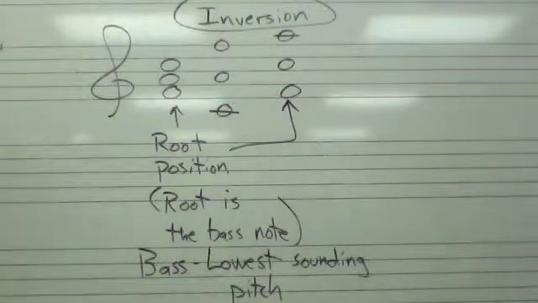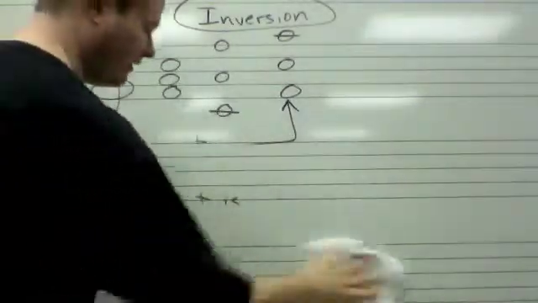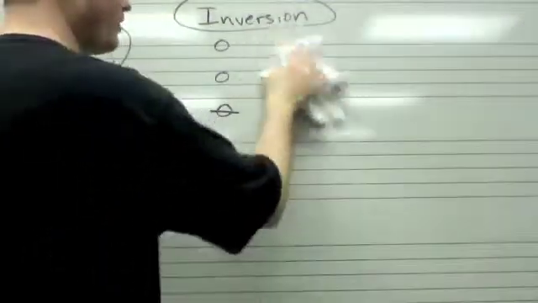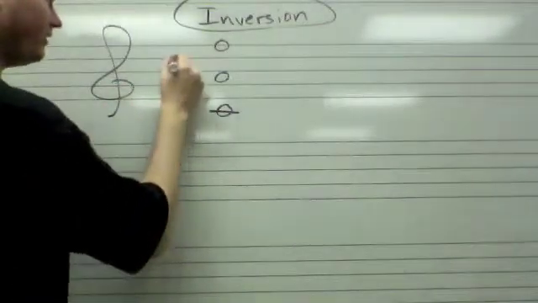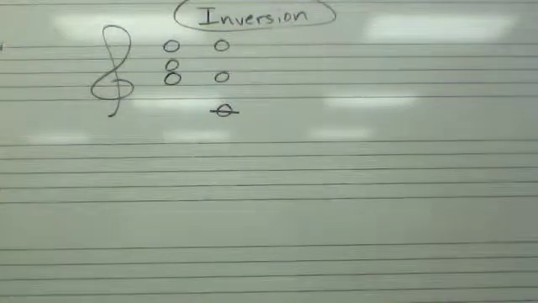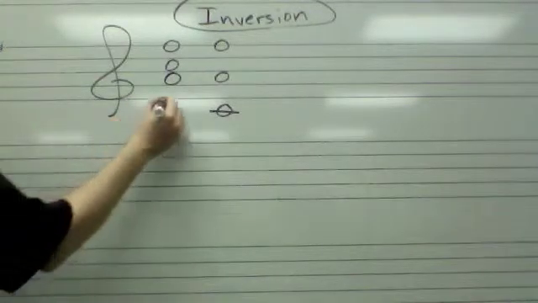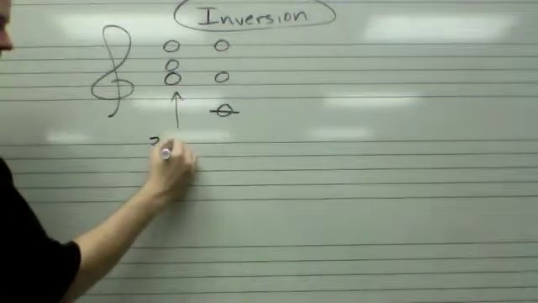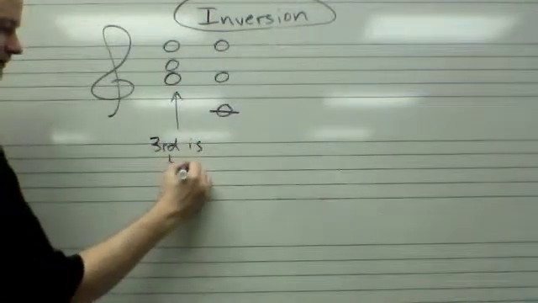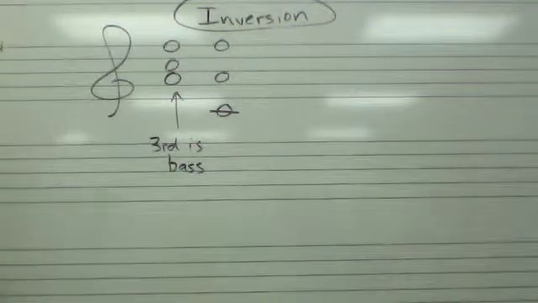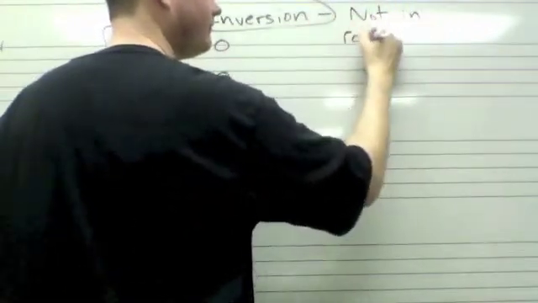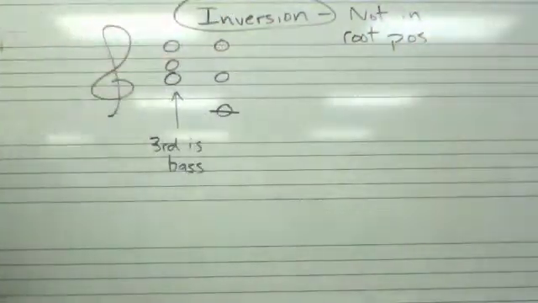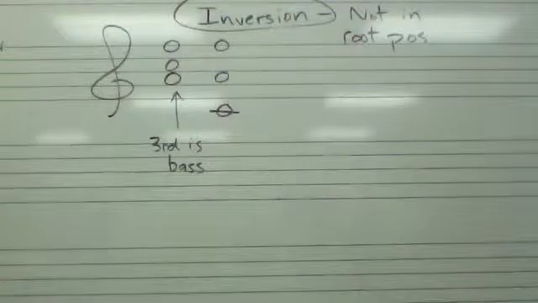So I'm going to erase everything else. Let's take a look at some inversions. I'm going to leave that one, but I'm going to put another one in front of it. Let's do this. Okay, both of those are F major chords. In this chord, the third is the bass. Therefore, it is not in root position. A chord that is not in root position is inverted. So anything that's not root position is considered an inversion.